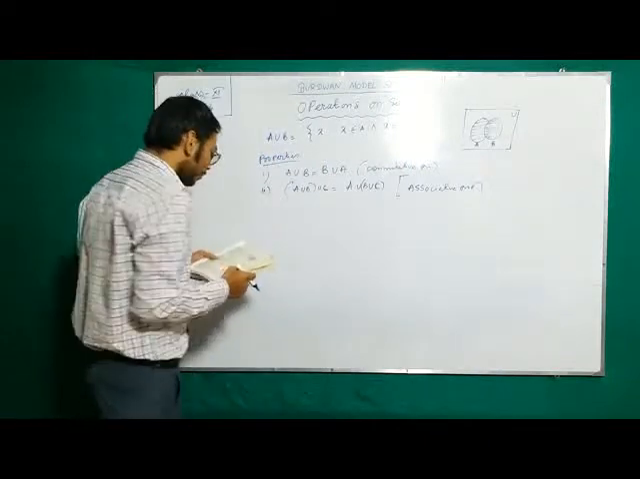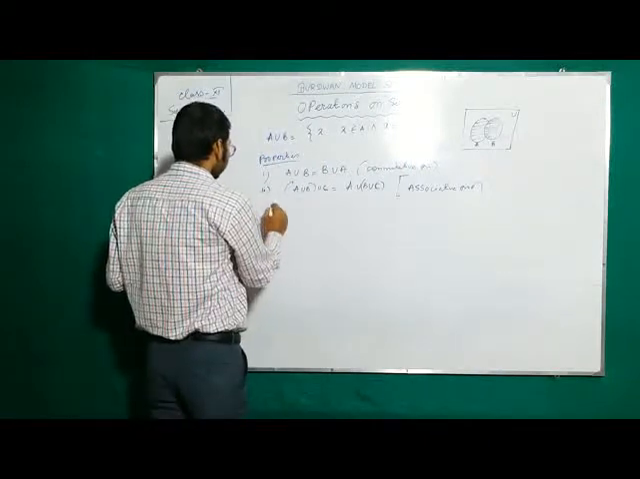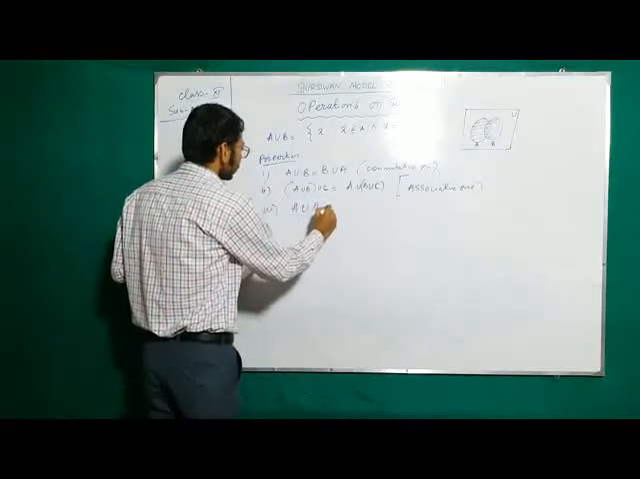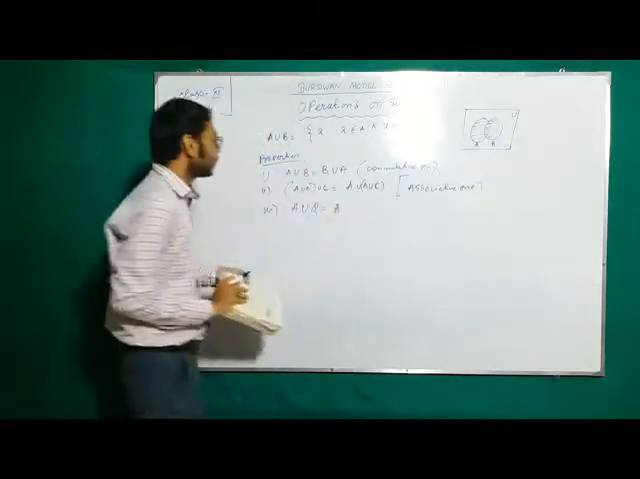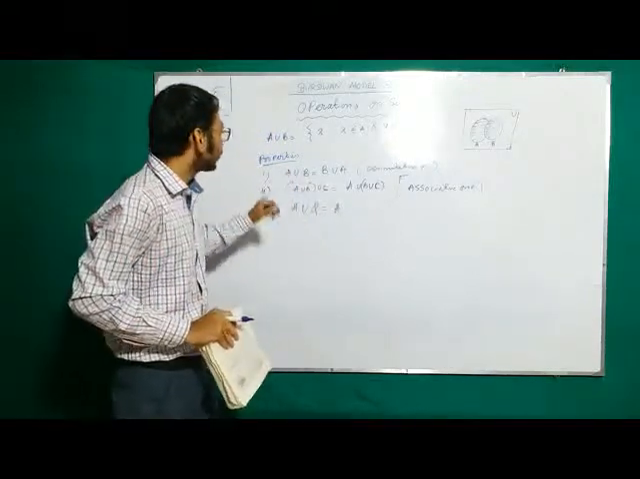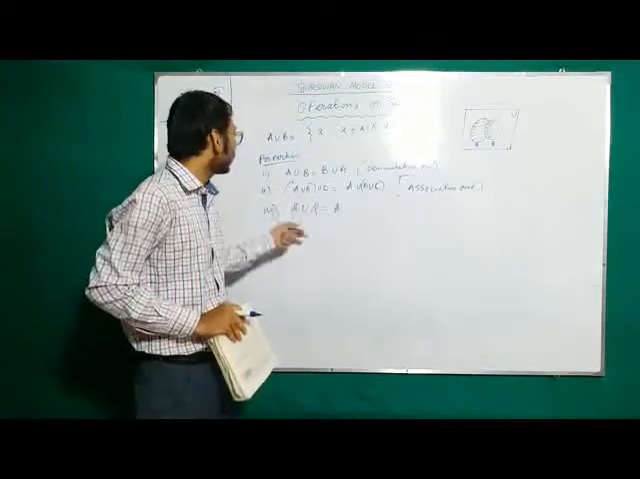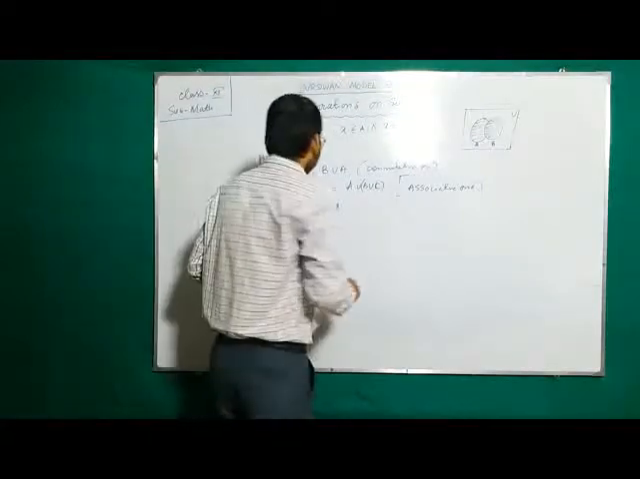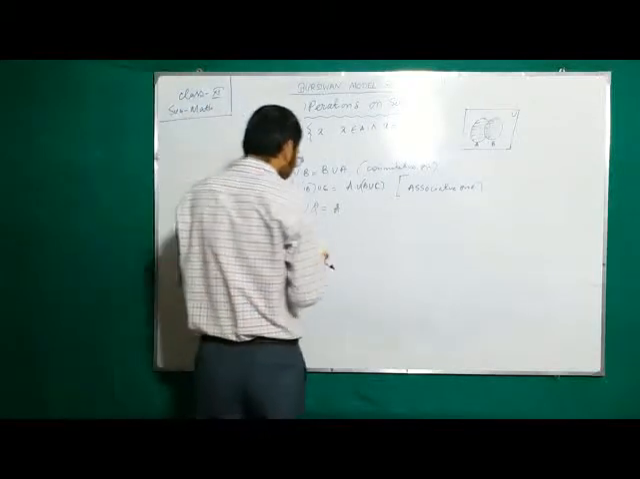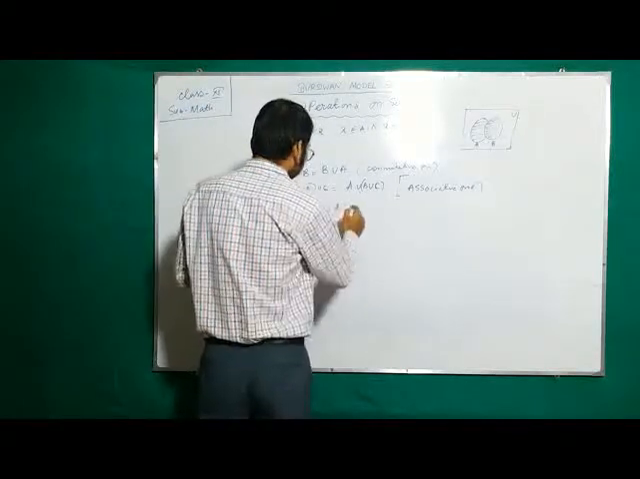Now move on to the third property. A union phi equals A. You know that phi means the null set, that means it contains no element. So whenever you do the union with a set, it gives the same set back. This is the law of identity.